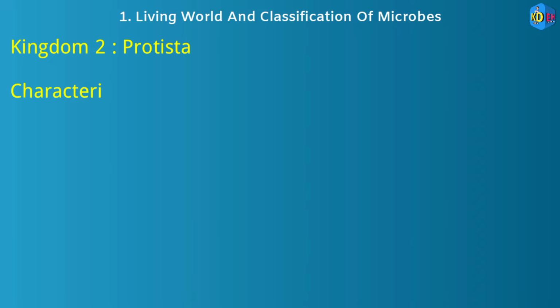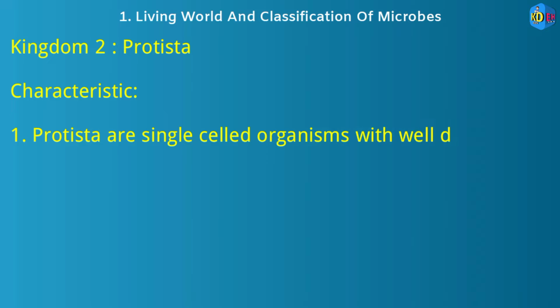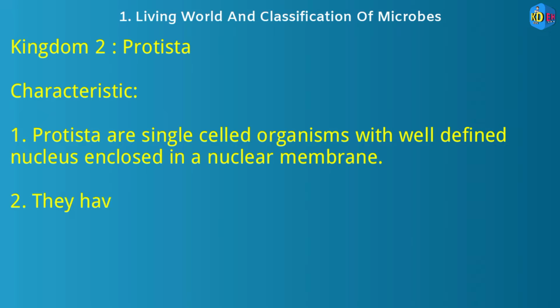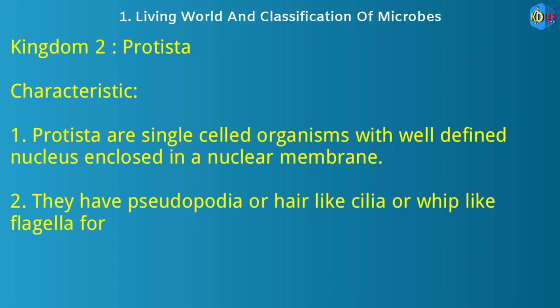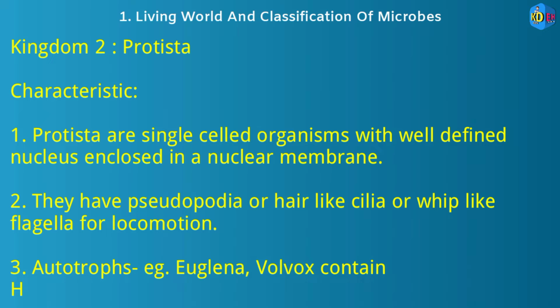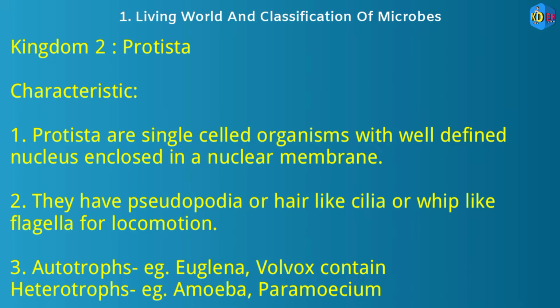Kingdom 2 Protista. First, Protista are single-celled organisms with a well-defined nucleus enclosed in a nuclear membrane. Second, they have pseudopodia, hair-like cilia or whip-like flagella for locomotion. Third, some are autotrophic, example Euglena, Volvox. Others are heterotrophic, example Amoeba, Paramecium.